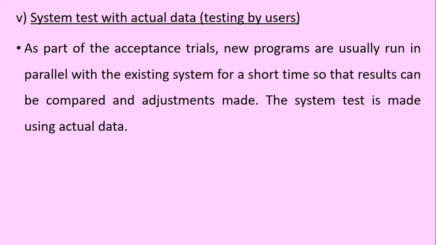Number 5 is system test with the actual data, that is testing by users. This is a very important part because as part of the acceptance trials, the new programs are usually run in parallel with the existing system for a short time so that results can be compared and adjustments made. The system test is made using actual data.